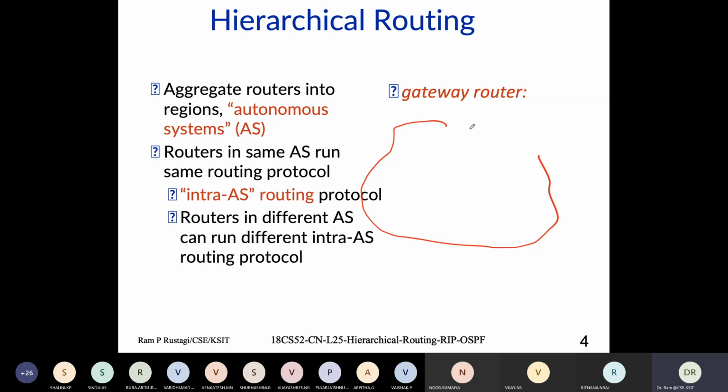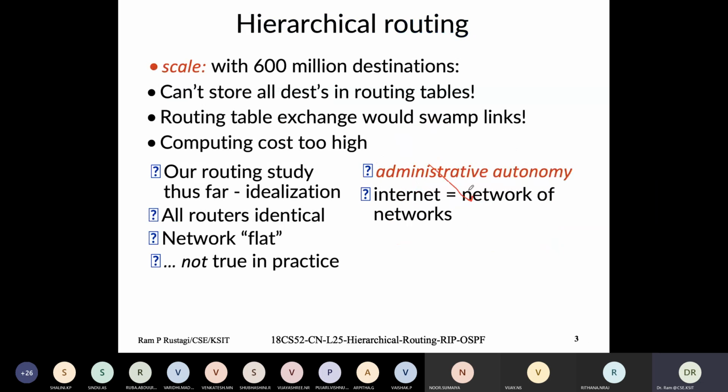Within my network, how I'm connected, and we always look at the link cost, we define the link cost, we know this link cost.